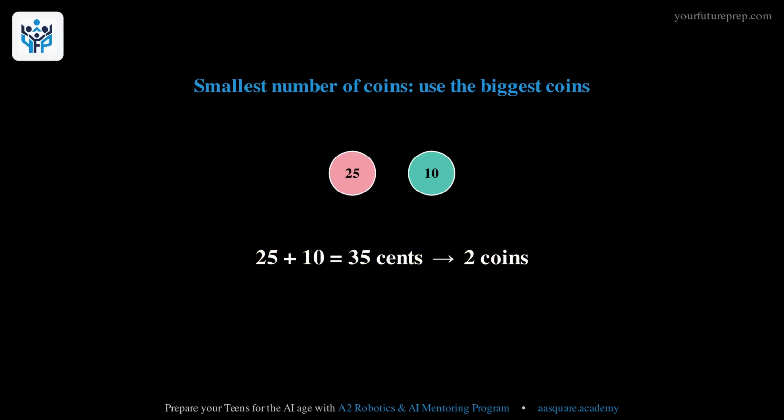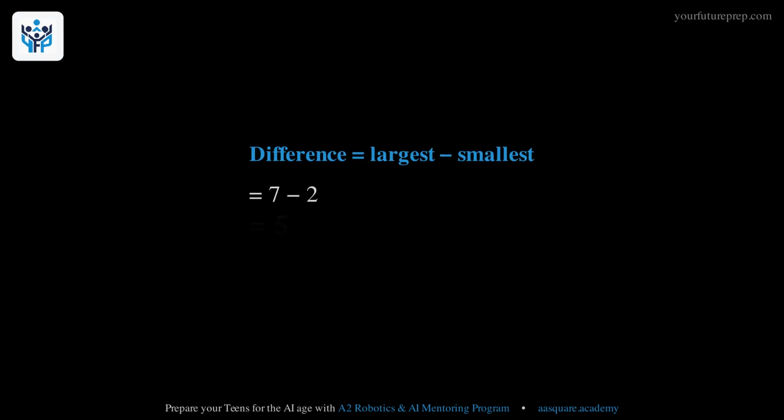A 25 cent coin plus a 10 cent coin makes 35 cents. So that's just 2 coins. The difference between the largest and smallest number of coins is 7 minus 2, which equals 5. So the answer is 5, which is choice E.